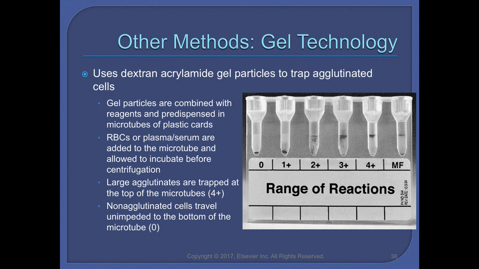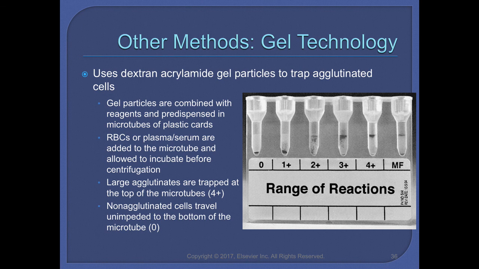So with gel testing, gel particles are combined with reagents and are placed in microtubes of plastic cards. Red blood cells or plasma or serum are added to the microtube and allowed to incubate before centrifugation.